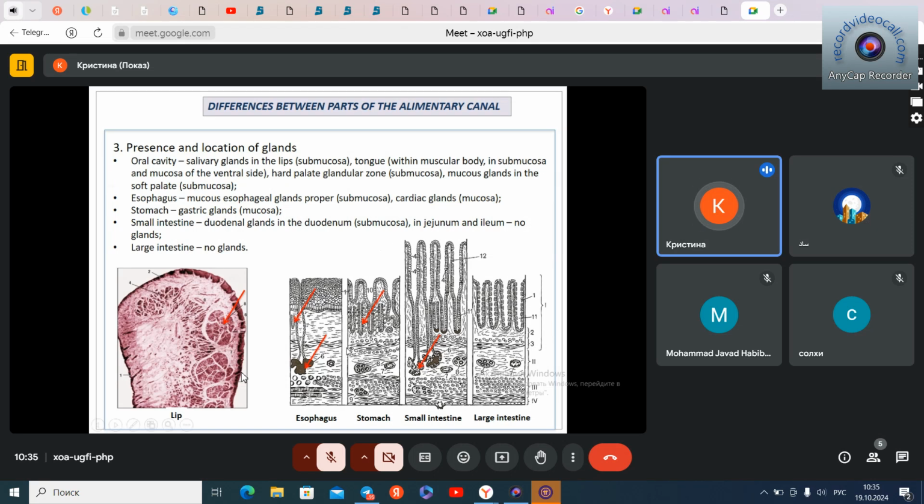In esophagus, shown in this picture, we have two kinds of glands. The large mucus-producing glands, which are called esophageal glands proper, the major type of the glands of esophagus. They are located in the submucosa. And the second type, minor type of glands, the cardiac glands. They are simple tubular and they are located in the mucosa.